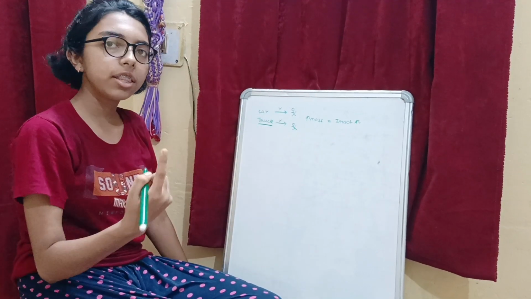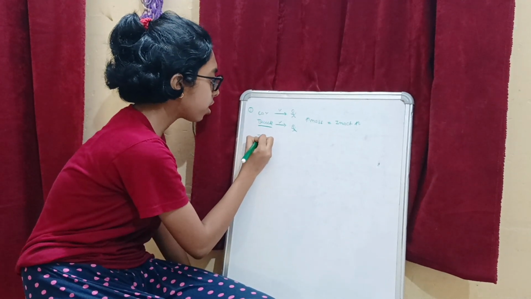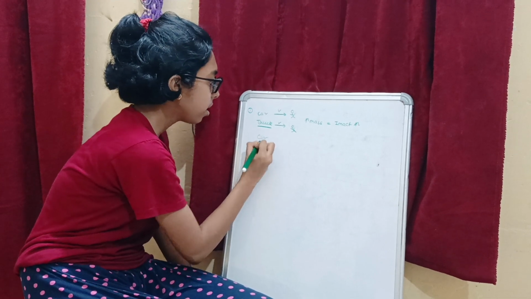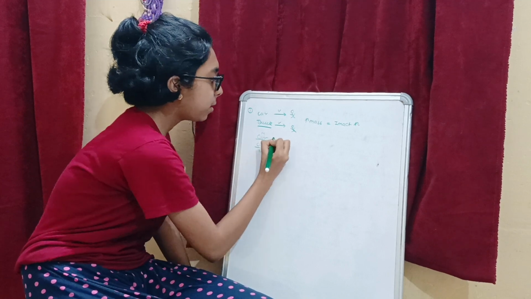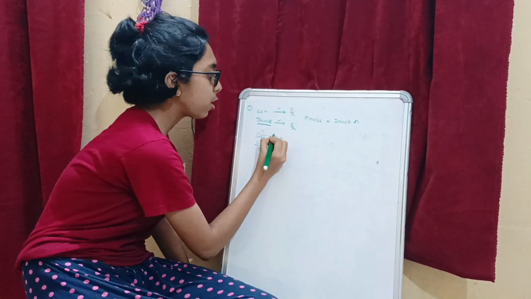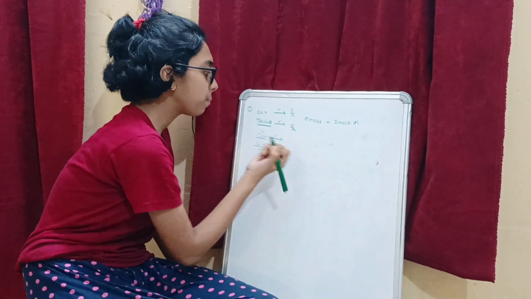Now we will take another situation. In this situation, we will take two cars of the same mass, that is m and m, but both are moving with different velocities. The first one is moving with velocity v and the second one is moving with velocity 2v.